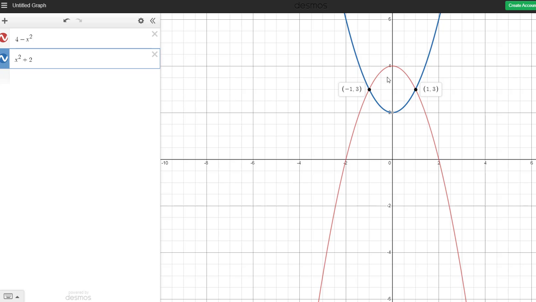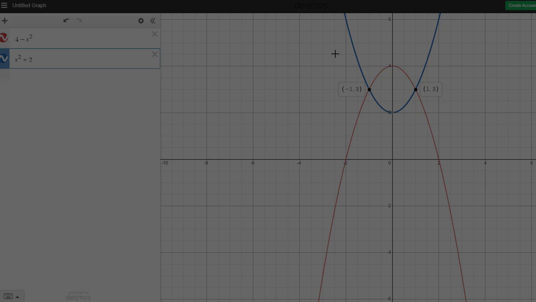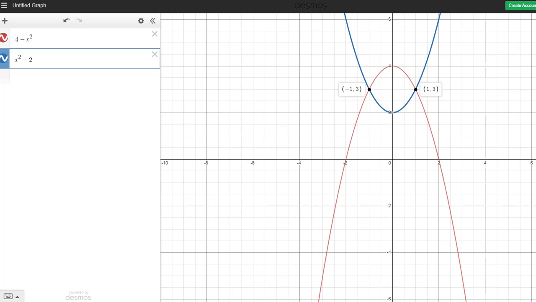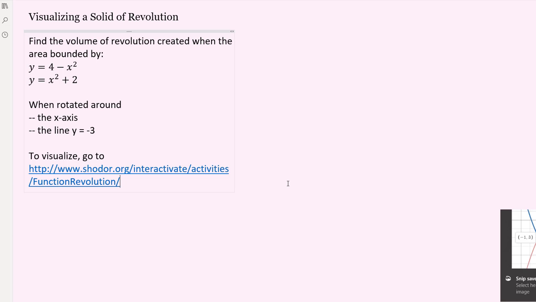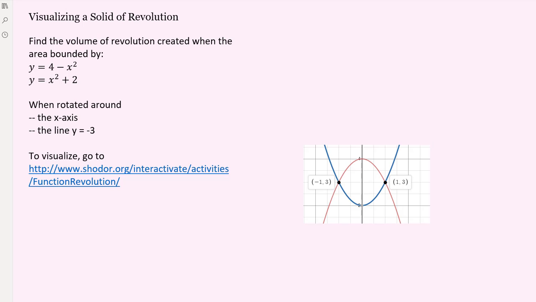We're going to take this area right here, the area in Desmos. Let's go ahead and shade that in so we know exactly what we're talking about. When we're talking about shading, we're talking about this area right here. And when we're rotating it around a particular line, we're taking this region and rotating it around. That's going to create a donut shape, but the volume of that donut is going to depend on how far it is from that line.